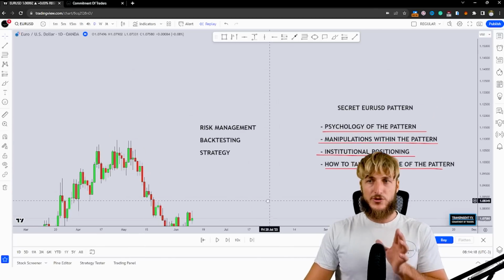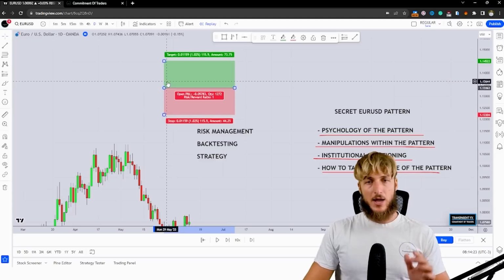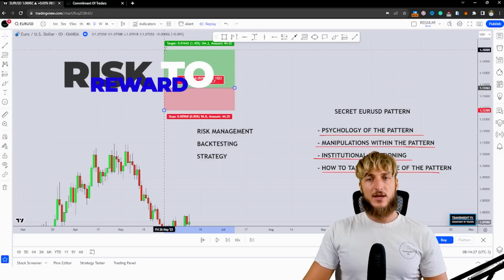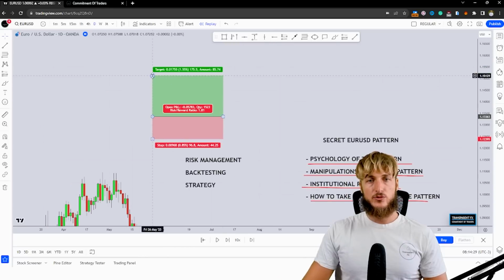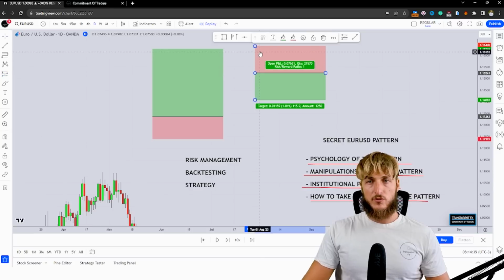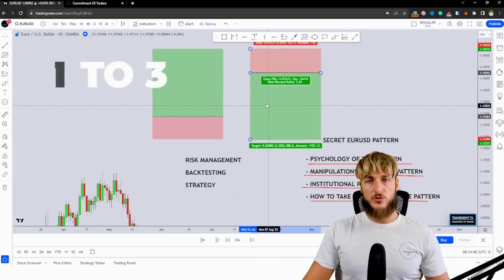But I want to speak about the major point, in my opinion, for any kind of strategy. This, I would never compromise on, which is the risk to reward. In my opinion, any kind of strategy needs to have at least a 1 to 3 risk to reward. What does it mean? It means that no matter if you're looking for a long or a short trade, you have at least a minimum 1 to 3 risk to reward.